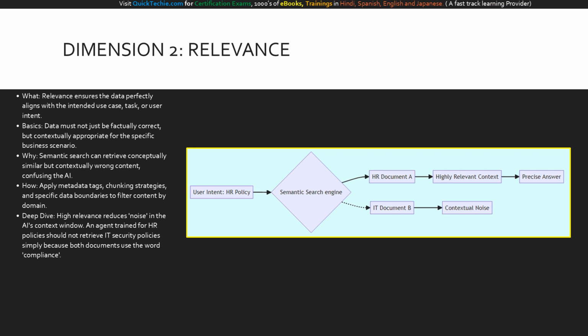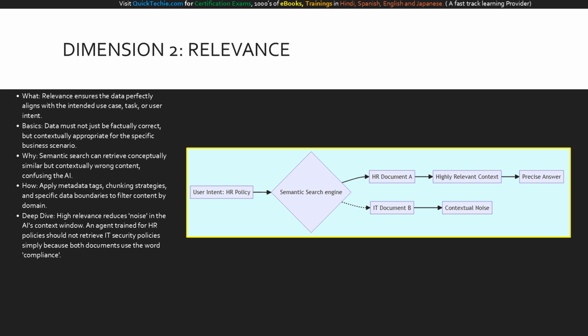Moving on to our second dimension: relevance. While accuracy ensures the data is true, relevance ensures the data perfectly matches the intended use case or user intent. Why is this distinction important? Because modern AI uses semantic search, which looks for meaning rather than just keyword matches. If data is irrelevant, semantic search might retrieve conceptually similar but contextually completely wrong content. For example, an HR bot shouldn't pull from IT manuals just because both use the word policy.